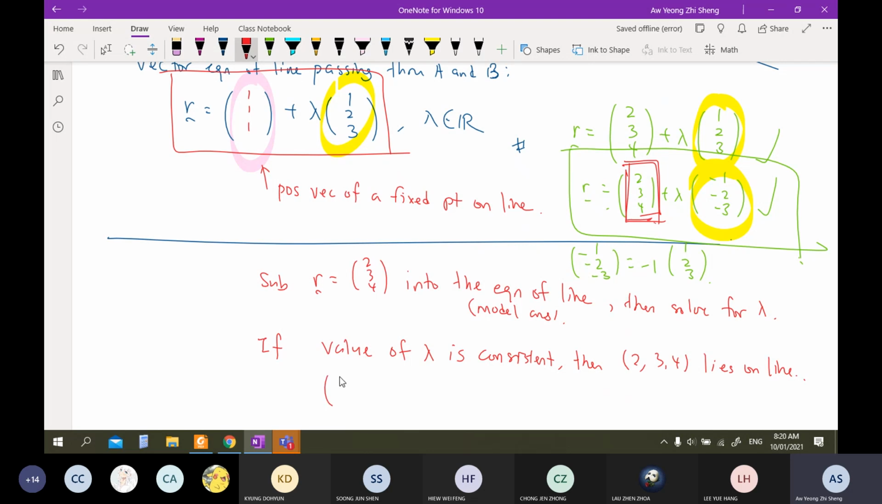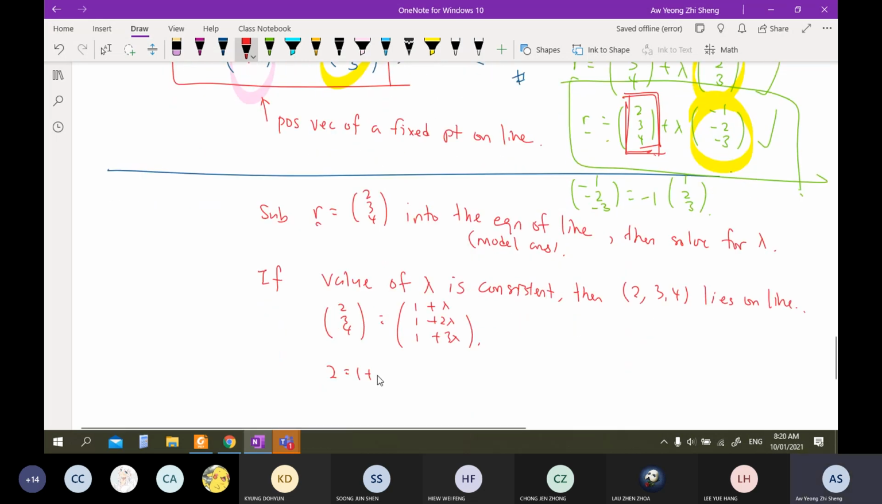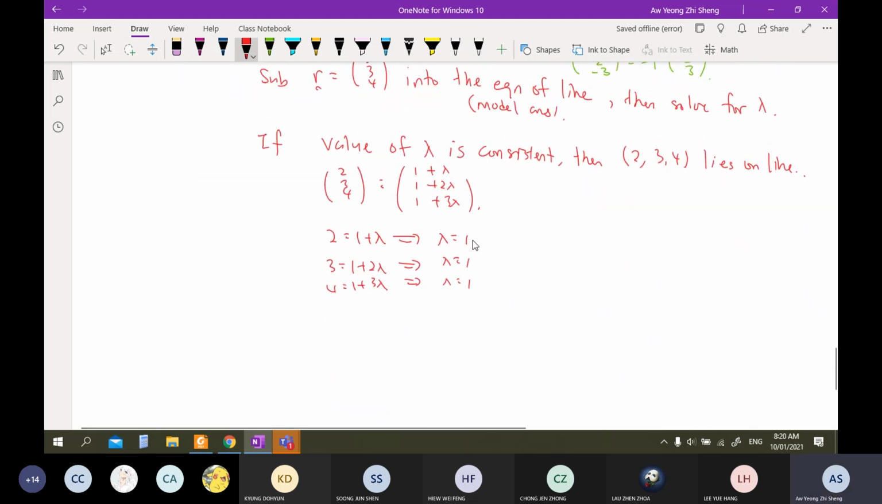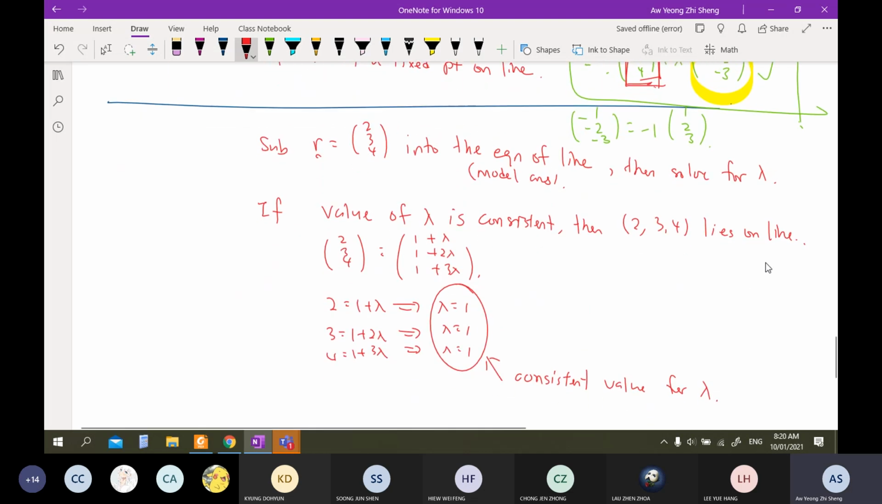So let's try to sub in. If you sub (2, 3, 4) into the left hand side of the model answer, on the right hand side you combine, you have 1 plus lambda, 1 plus 2 lambda, 1 plus 3 lambda. Because you have 3 equations, you're going to solve for lambda 3 times. If all of these 3 equations give you a consistent answer for lambda, then you can conclude that it is a point on the line.